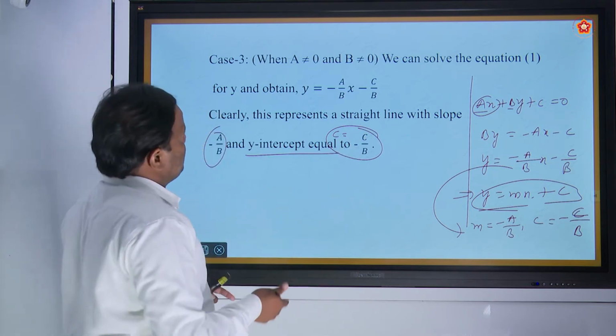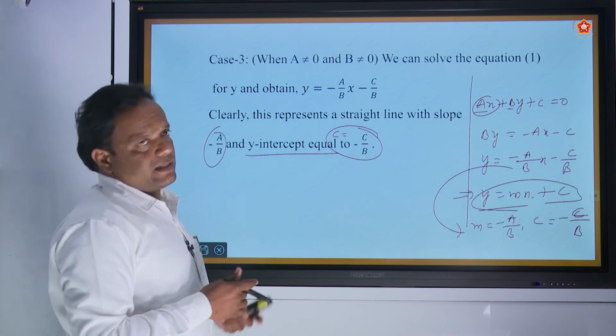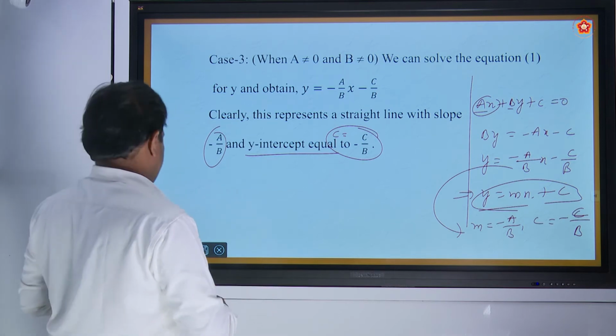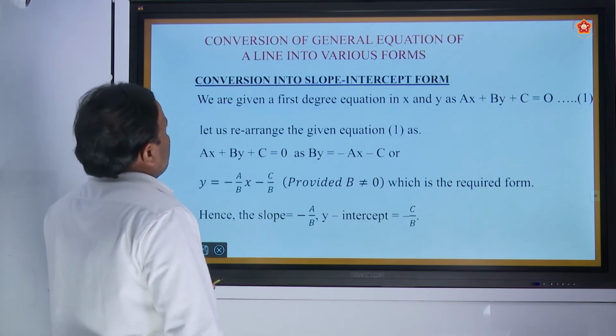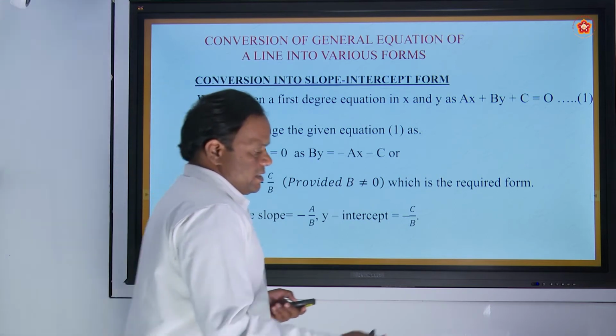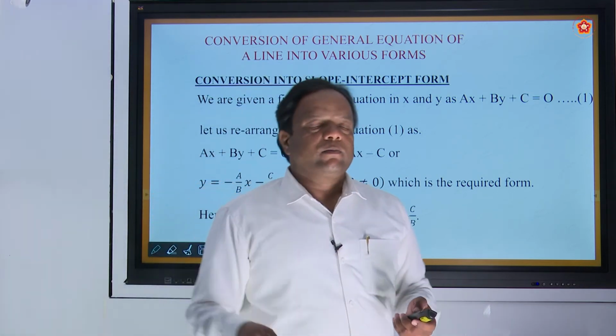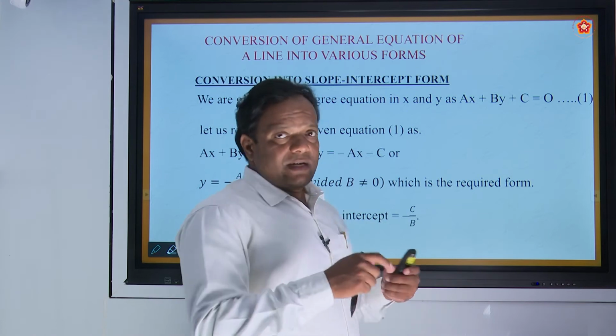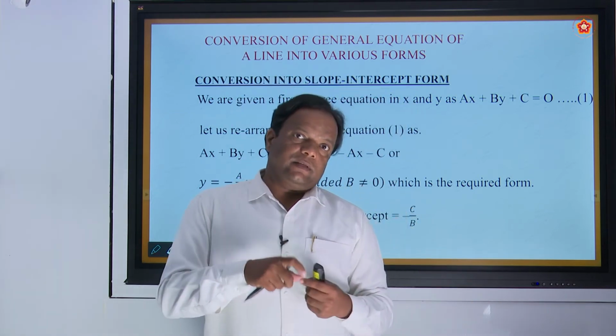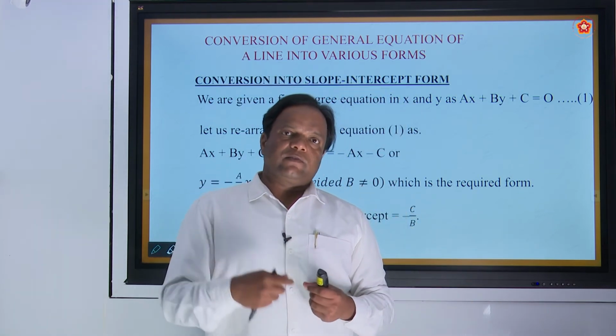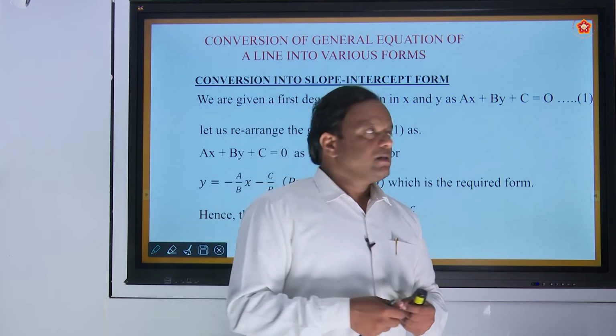If both a and b are not equal to 0, we can write the given equation like this. Next, conversion means converting the general form to another form. We can convert the general form equation into the slope intercept form like this.